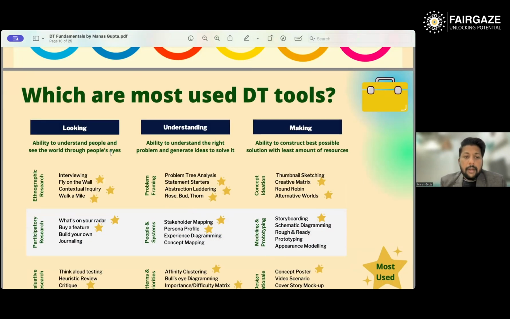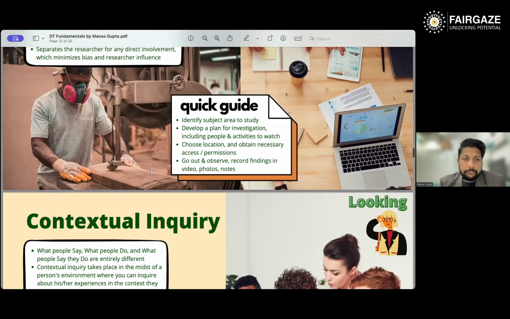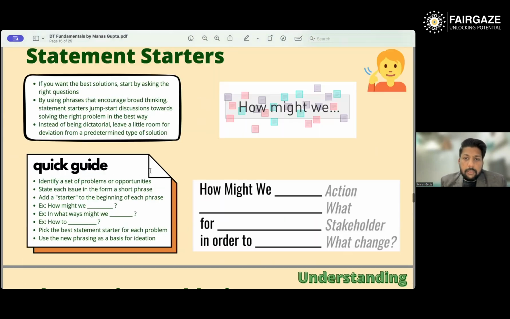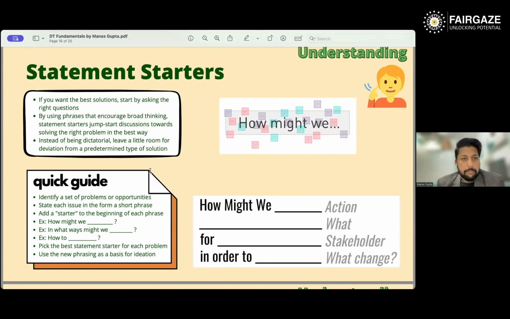The second is understanding, where you are able to generate a lot of ideas as well. You understand more about the problem as well as the ideas of how the problem could be solved. For this, one of the best tools we use is a statement starter.